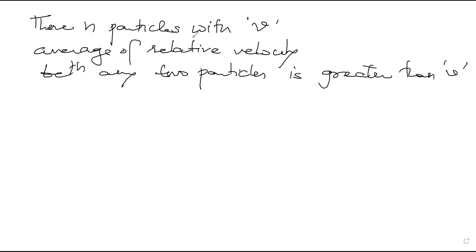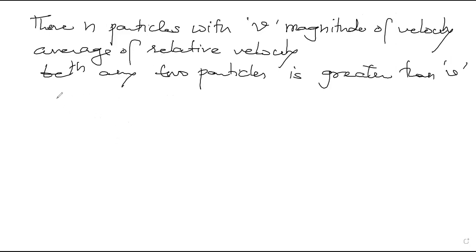So there are n particles with v as the magnitude of the velocity. All of their magnitudes are the same, which is v. But of course, their velocities are different. N is supposed to be really large.